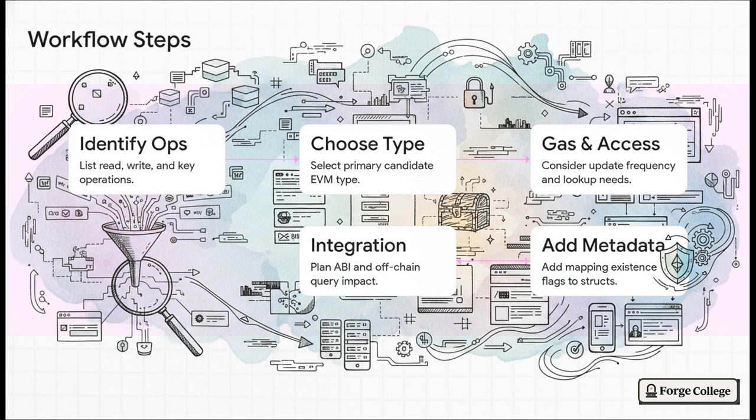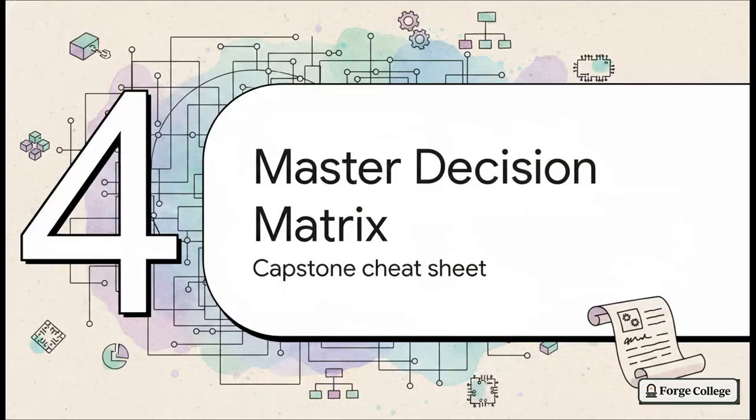Add defensive metadata. And 5. Capture how this choice impacts off-chain integration. Sticking to this assembly line guarantees you won't run into unintended overwrites or nasty integration surprises when you're hooking up your front end later. Let's make those 5 steps even easier.